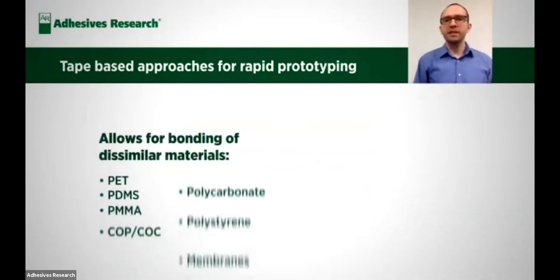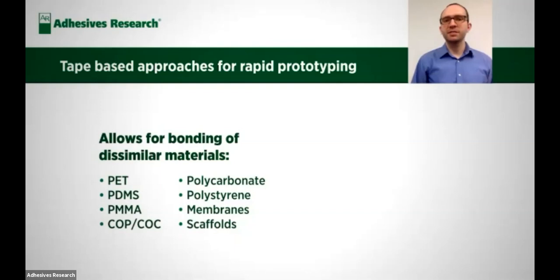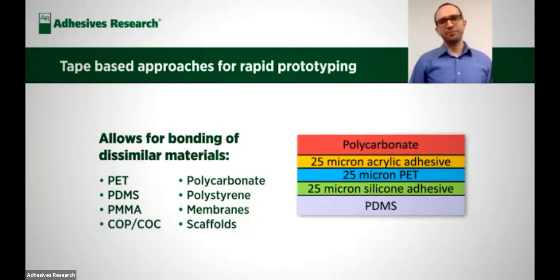I think another major advantage of this type of approach is it allows for the bonding of dissimilar materials. So PET, PDMS, PMMA, COP or COC, polycarbonate, polystyrene, can all be bonded using pressure-sensitive adhesive tapes, as well as the membranes and scaffolds, as I mentioned. And that can provide a huge advantage. For instance, I show an example here where polycarbonate can be bonded to polydimethylsiloxane or PDMS through the use of a differential adhesive tape, where an acrylic adhesive is designed for the bonding to polycarbonate, and a silicone adhesive is used for PDMS. This is something you can't accomplish using that traditional approach.